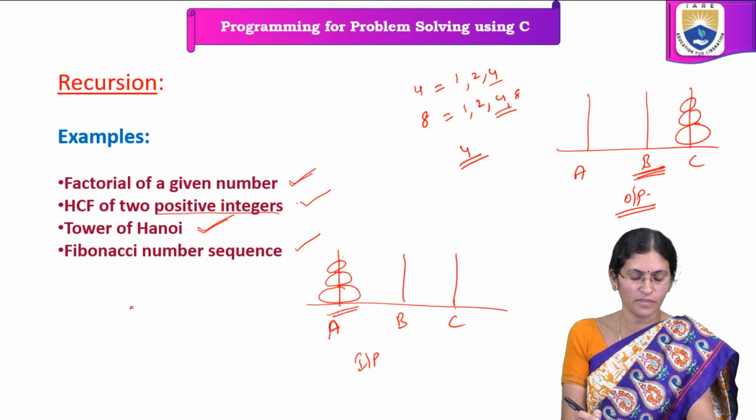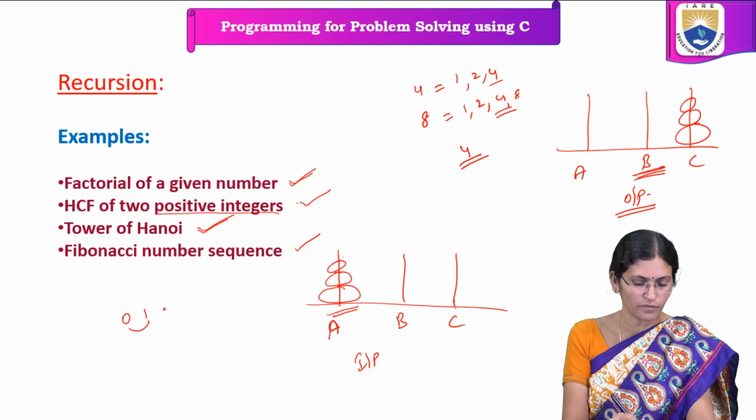Next one is the Fibonacci number sequence. Suppose we have 2 numbers. The next one will be the addition of these 2, and the next one will again be the addition of the previous 2.